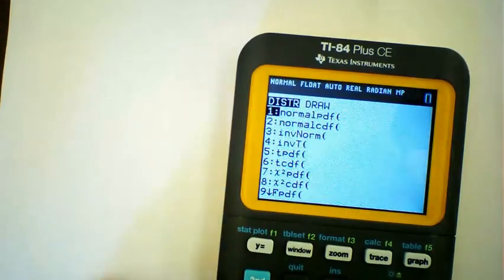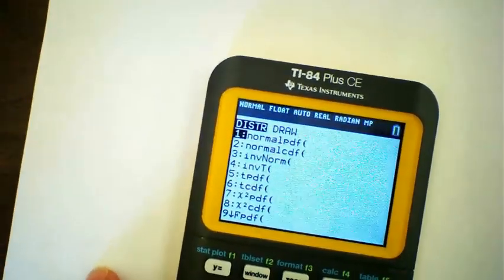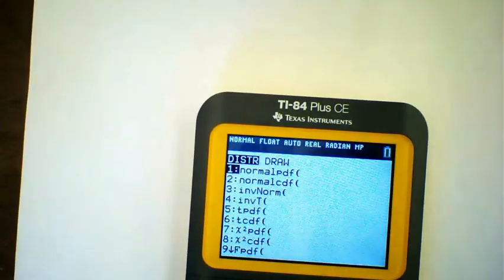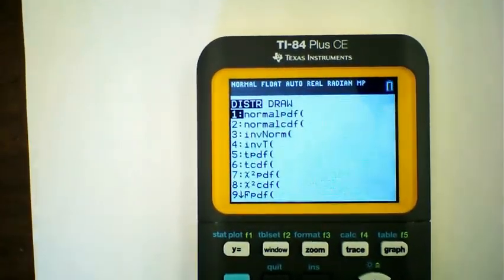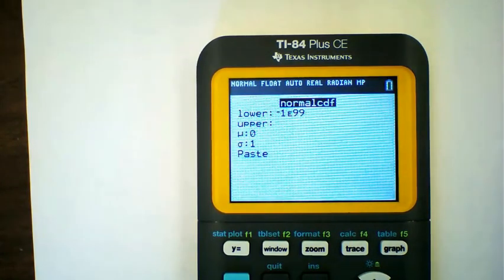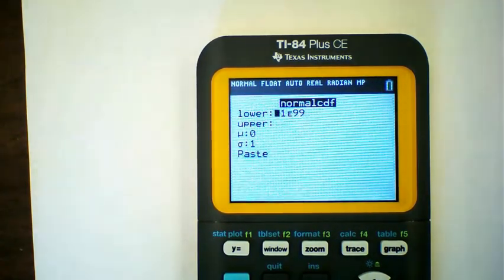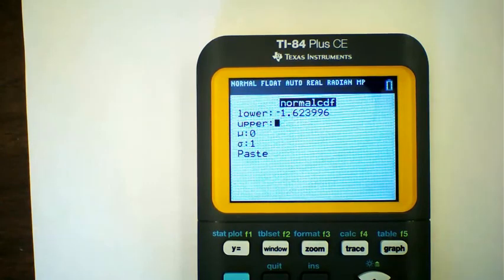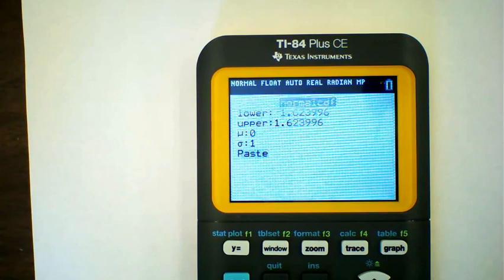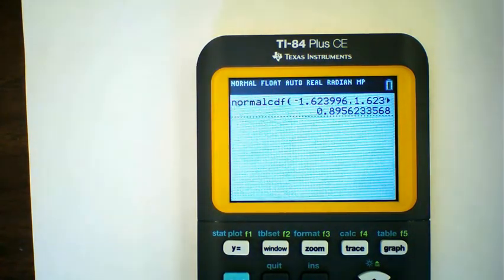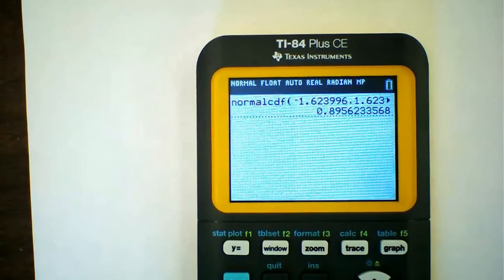Distribution, get all my distributions. There's my normal CDF. Okay, so left is negative 1.623996. Right is 1.623996. And then I'm using 0 and 1 because those are z-scores. And there's my probability. So let's just double check that this is going to match.